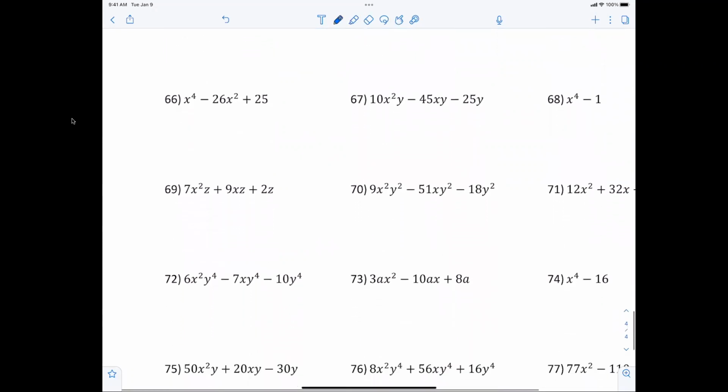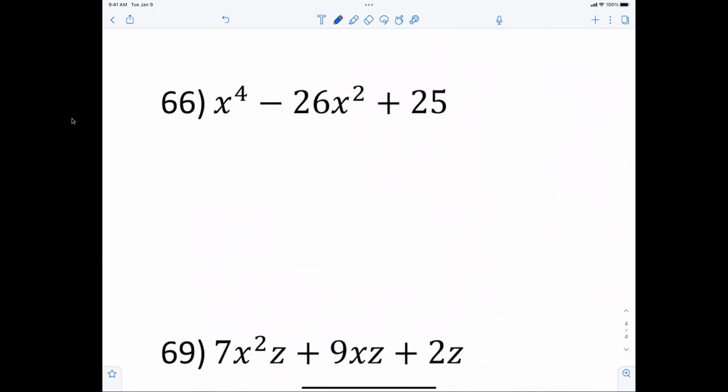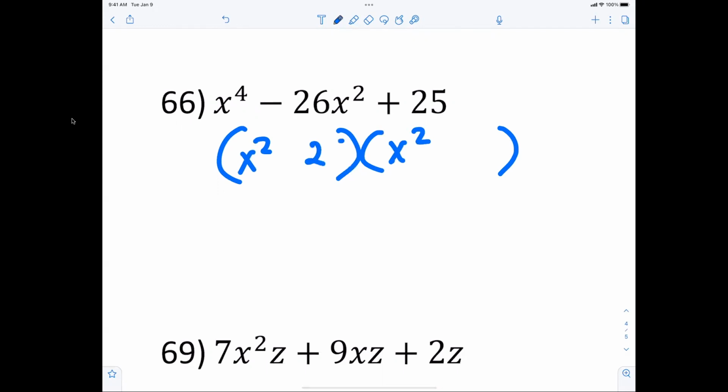Okay, helping you out with 66. Jump down to 66. Here we go. How do I make x to the 4th? X squared, x squared. How do I make 26 from 25? 25 and 1. And I want it to be -26. So they're both what? They're both negative.